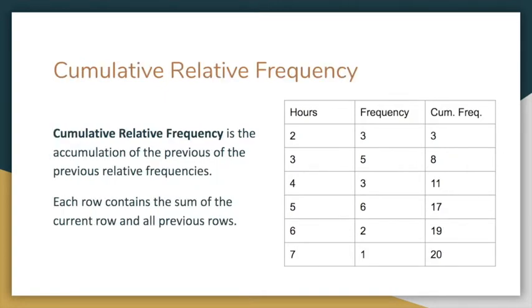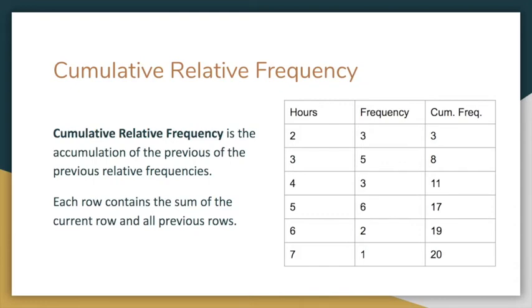A third way that we can organize data is with a cumulative relative frequency. I've seen this written as also just cumulative frequency. The word relative doesn't always exist, but your textbook uses cumulative relative, so that's the way we'll refer to it. Basically what's happening here is we're taking a kind of a running total. So the third column here is the cumulative frequency.